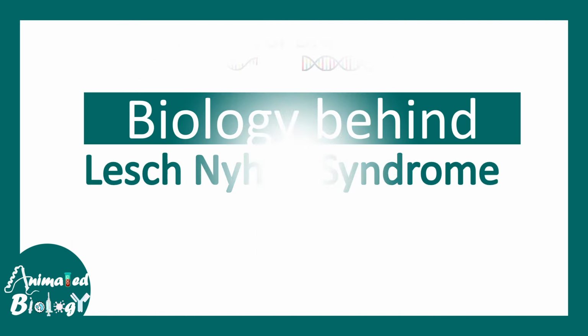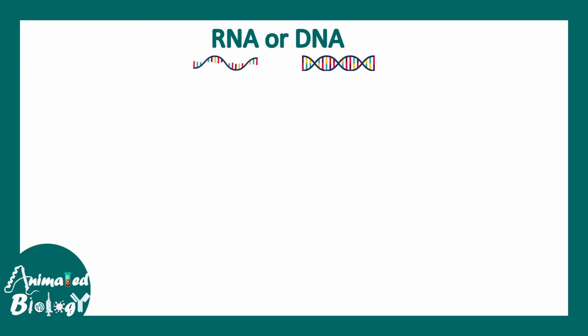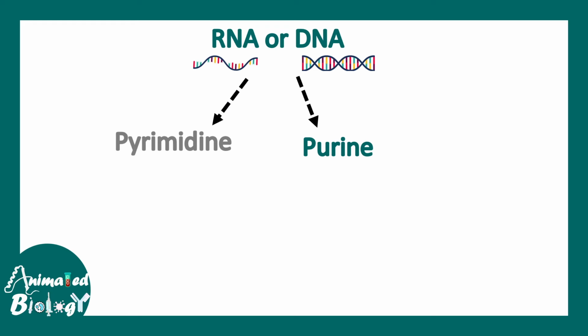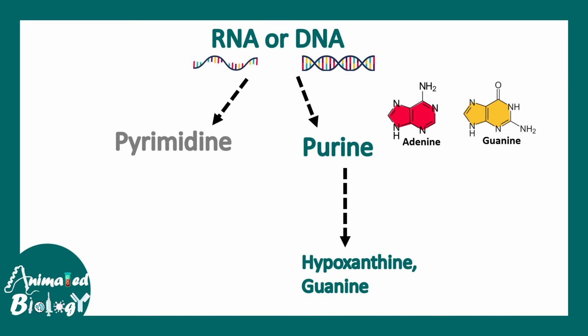So let's talk about the biology behind Lesch-Nyhan syndrome. Already we understand DNA or RNA has bases like purines and pyrimidines. Adenine and guanine are actually purines. And basically purine can get converted into hypoxanthine, guanine, etc.